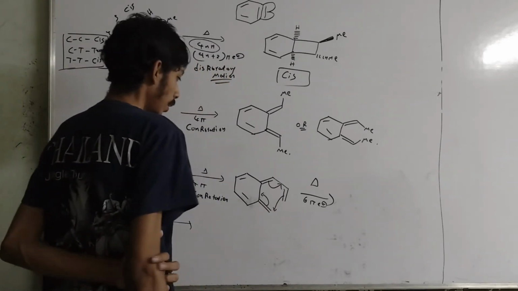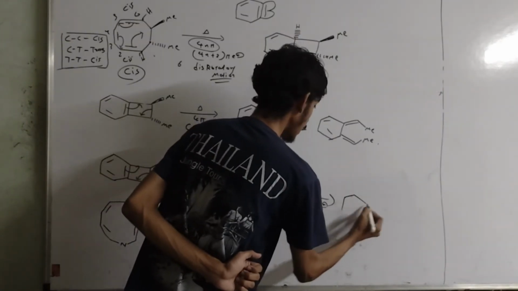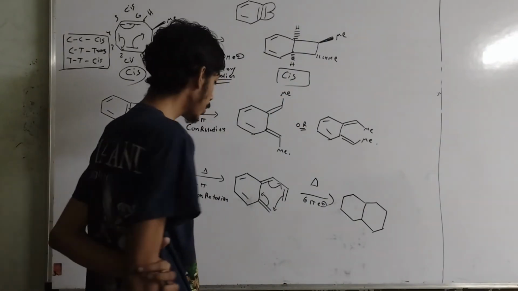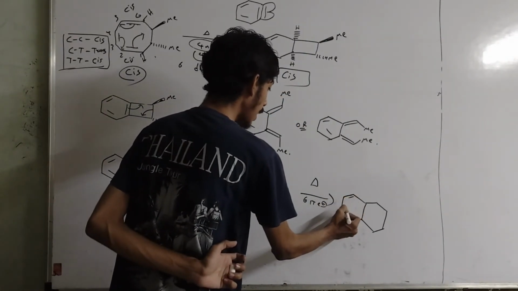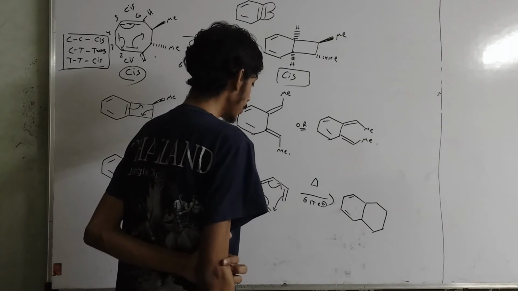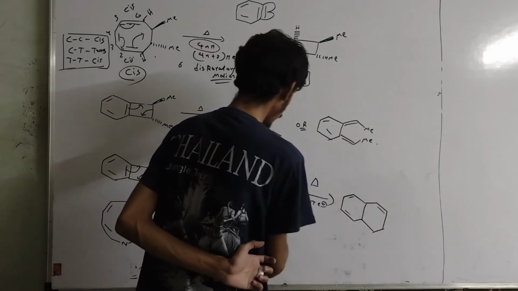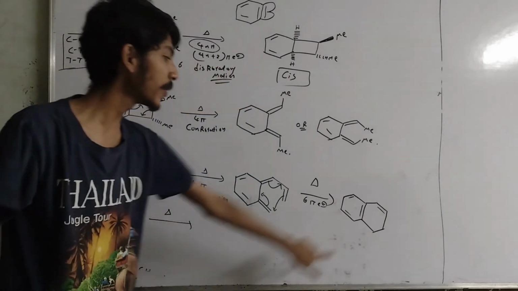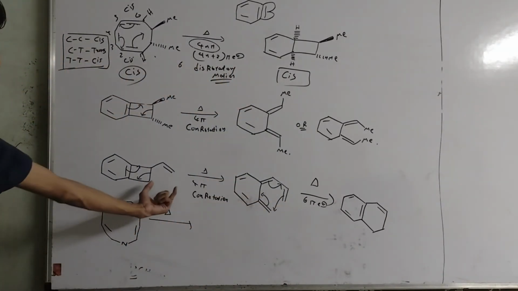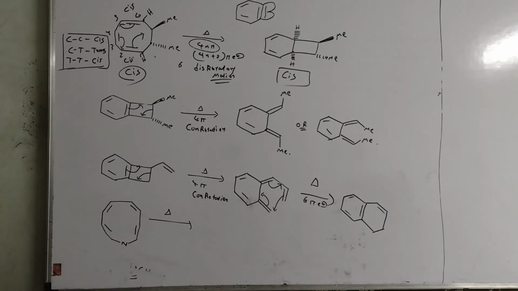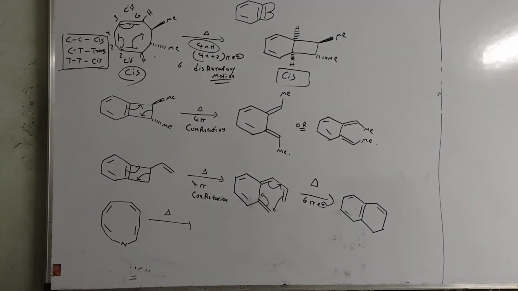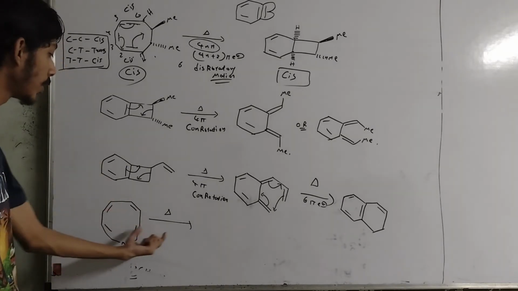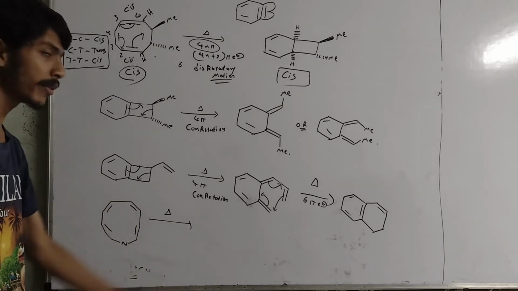And here the product is two fused 6-member rings. These double bonds still remain in their position, and one double bond here and one double bond here. So this product is formed in this reaction. I hope you understand this reaction. Now we'll discuss the fourth reaction. The fourth reaction is very important, because this was asked in one of the previous year papers.